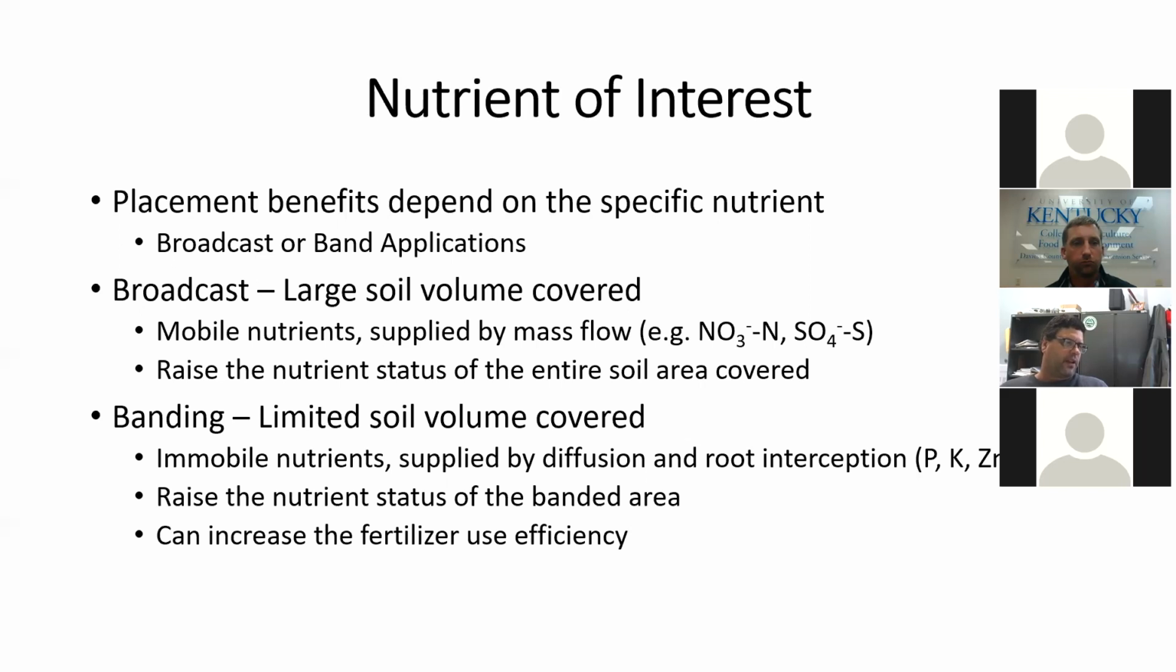And that raises the nutrient status in that area, which raises the concentration gradient. So we have a concentration gradient if we're thinking about things flowing from a high concentration to a low concentration, water running downhill. That's the same thing we're trying to do with a band. We're trying to raise that gradient closer to the plant so we might not have to apply as much. We can be more efficient with that fertilizer when we apply it in that method.